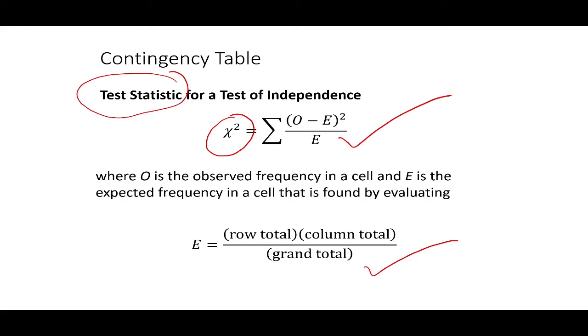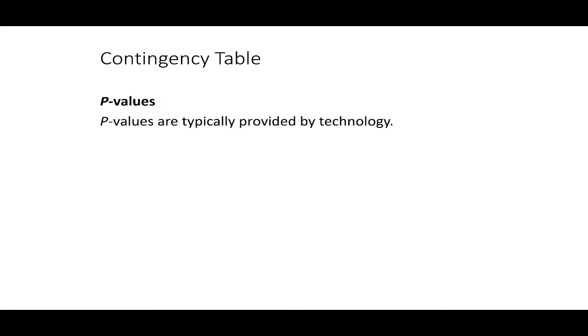But as I mentioned, we're going to use technology to calculate this chi-square test. Sorry, it's a chi-square test. This symbol we read as chi-square. And then finally we calculate the p-value and compare the p-value with the significance level as usual, and then we make our decision.